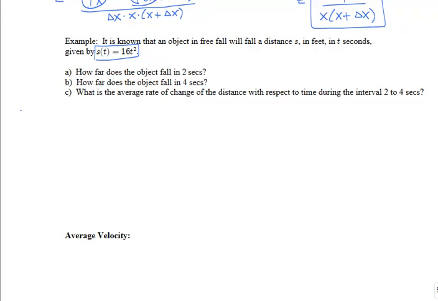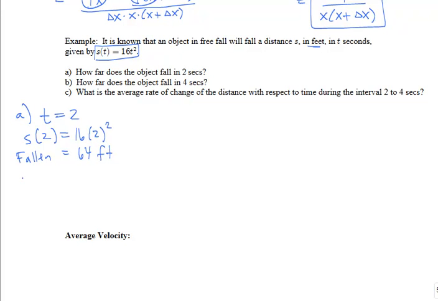So question A, how far does the object fall in 2 seconds? So 2 seconds is a time, that's a t. So this is just asking, if t is 2, what is the distance that the object has fallen? And that's exactly what this s is. So all we have to do is plug in 2 for t, and that should calculate for us how far the object has fallen. So 16 times 2 squared. 2 squared is 4. 4 times 16 is 64. And remember, distance was being measured in feet. So our object has fallen 64 feet.